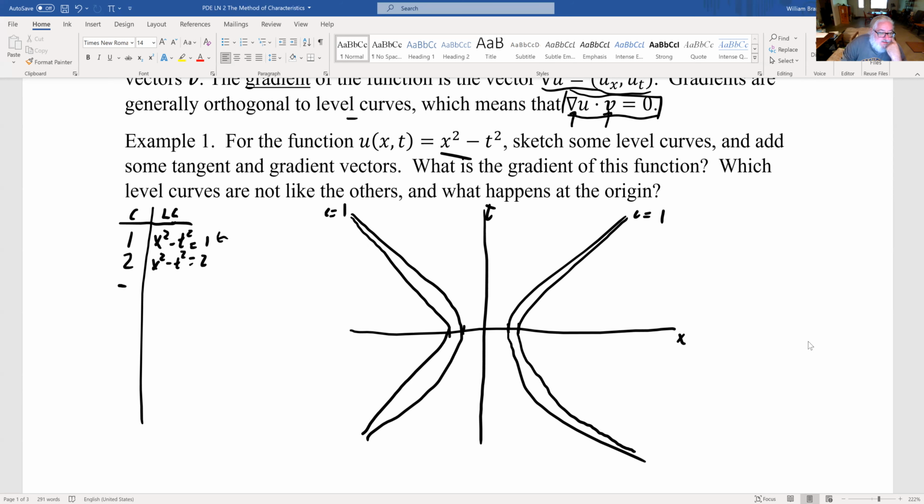What about c equals minus 2? Well, you plot x squared minus t squared equals minus 2. And note here that if t is equal to 0, then x squared has to be negative, which we can't have. So t can never be 0. That means we'll never actually cross the x-axis, but we can have x equal to 0. And if x is equal to 0, then t has to be plus or minus square root of 2. And so we get this.